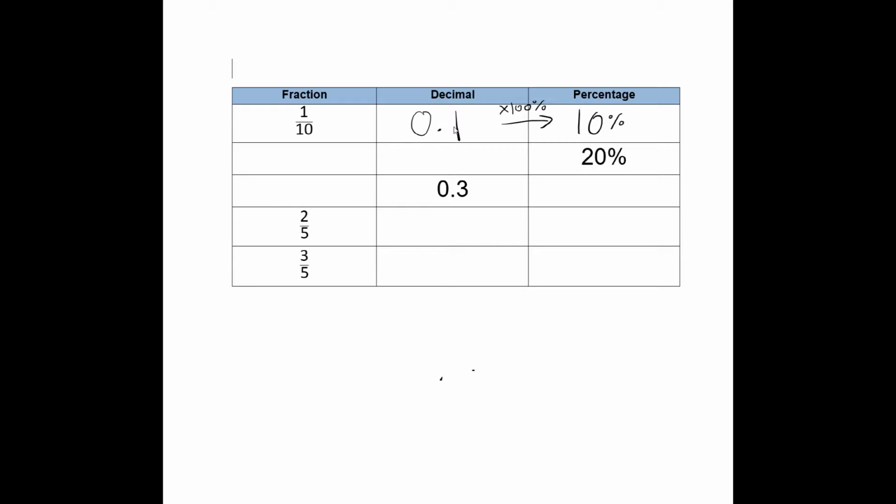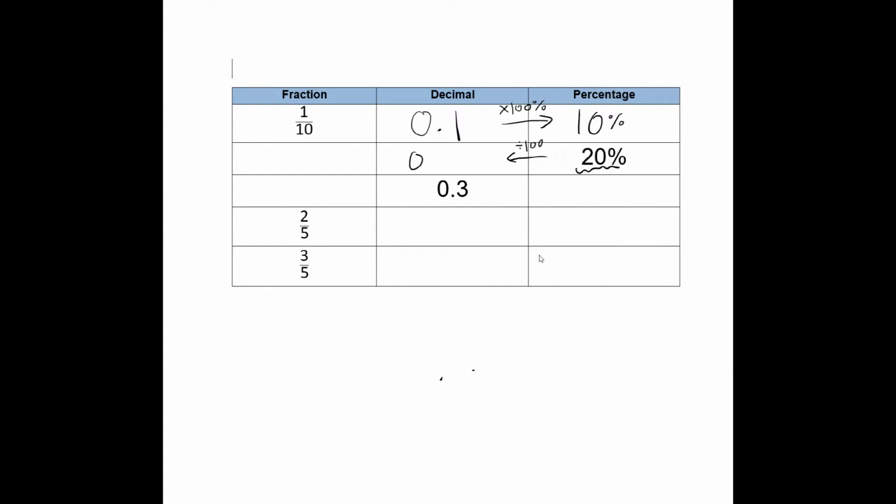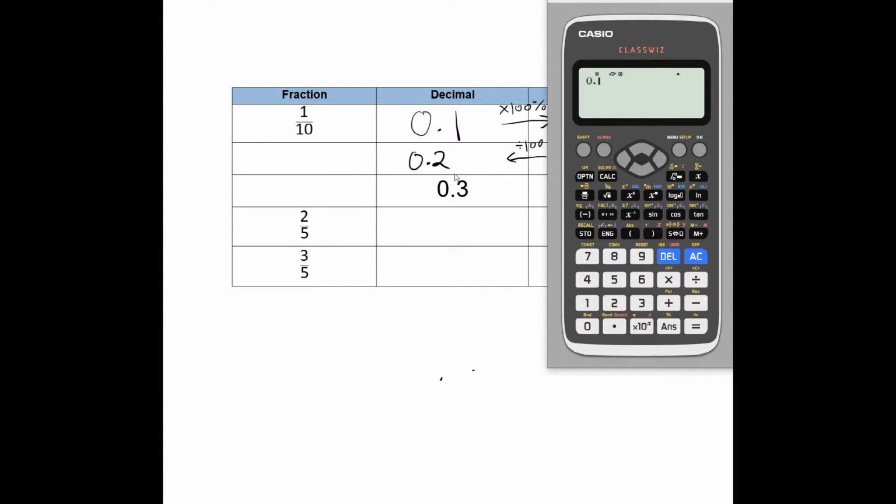So to go the opposite way, from a percentage to a decimal, I divide by 100 and remove the percentage sign. So 20% as a decimal is just 20 divided by 100, which is 0.2. To change this into a fraction, I can type in 0.2 onto a modern calculator, press SD, and I get 1/5.